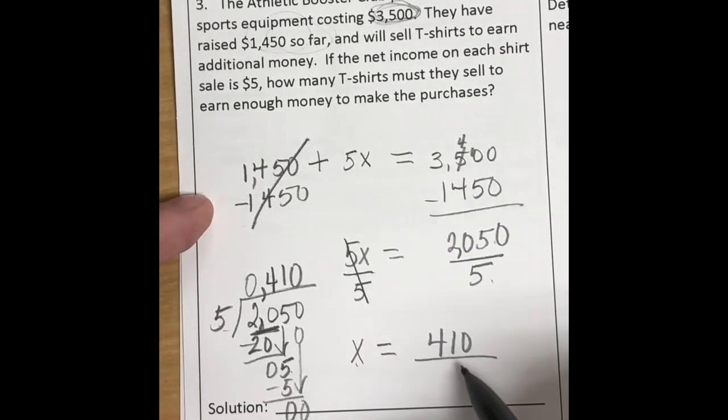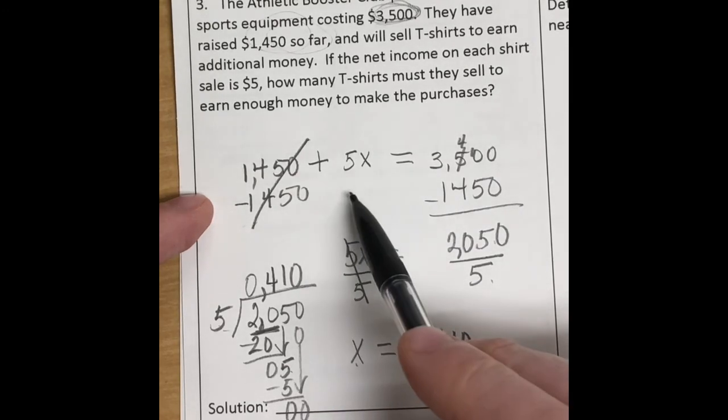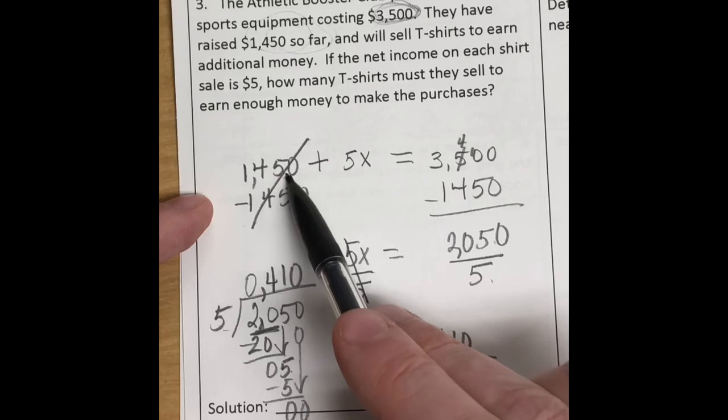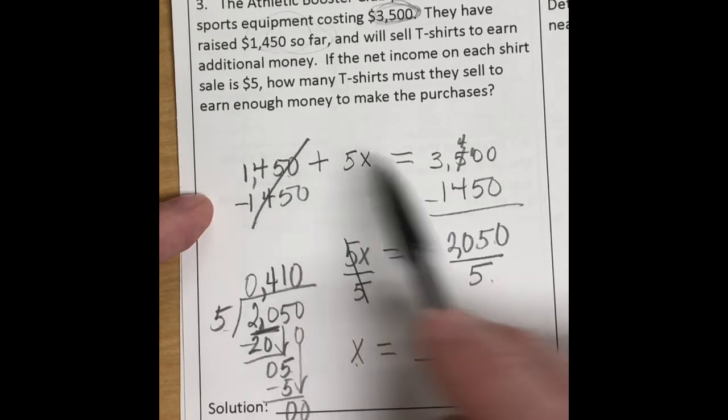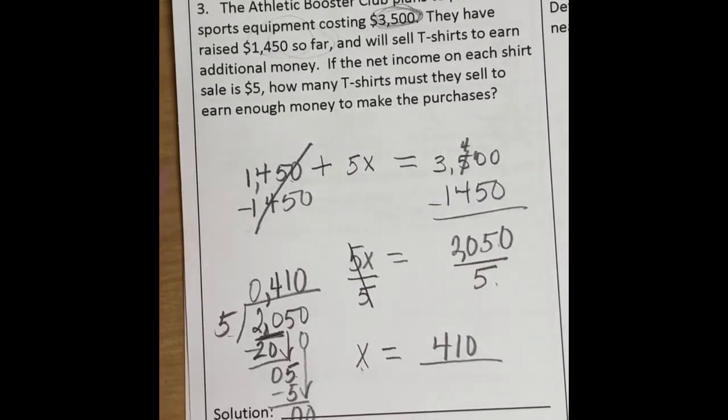410. This means they have to sell 410 shirts at $5 each and add that to the money that they had at the beginning to be able to pay for their sports equipment.